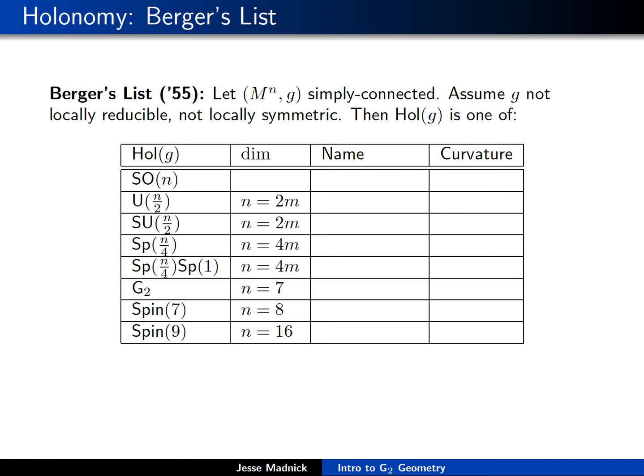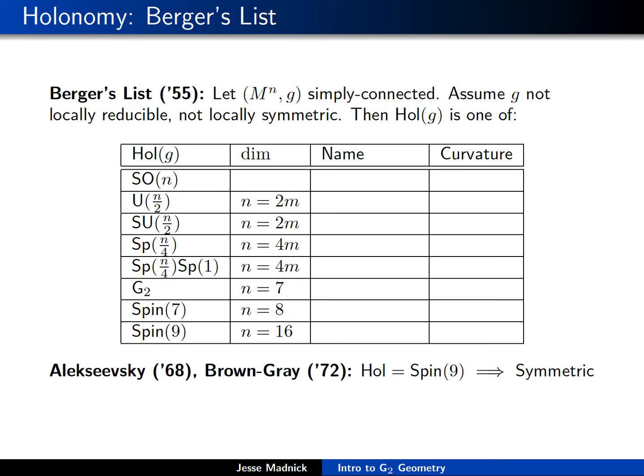Now, there's a lot that we should say about this list. One thing that has to be said is that Berger simply proved that the holonomy group of G must lie on this list. He didn't actually say that all of these groups are possible. And in fact, at the time, not many of these groups were actually known to occur. I believe maybe the unitary groups and some of the special unitary groups were known. But certainly the groups lower down on the list were not actually known to be the holonomy groups of metrics. And this was an important open question.